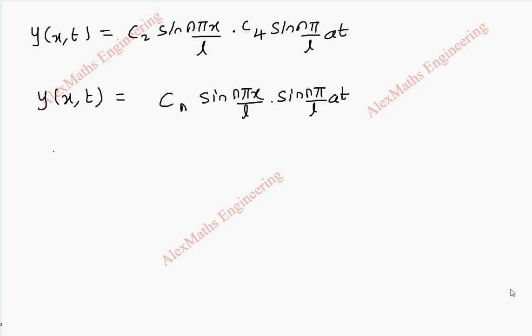Now we are going to use the fourth condition. For that we need its derivative. So dou y by dou t at (x, t) will be, the constant we keep as it is, cn is a constant and the x term is a constant.